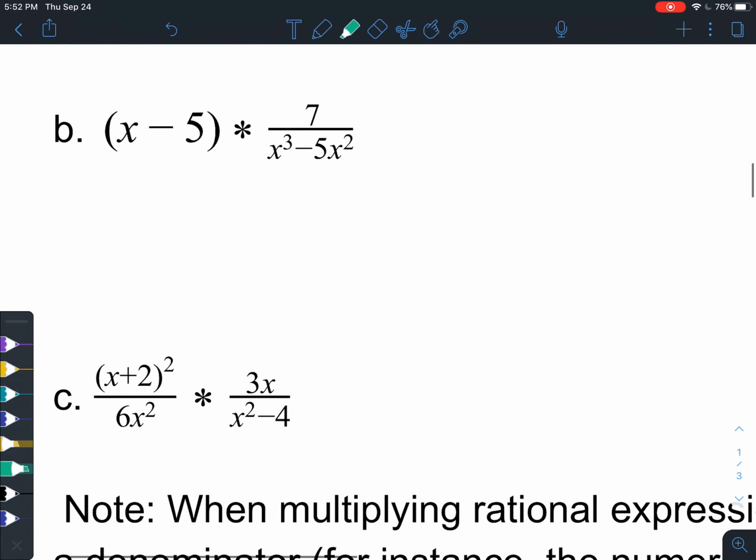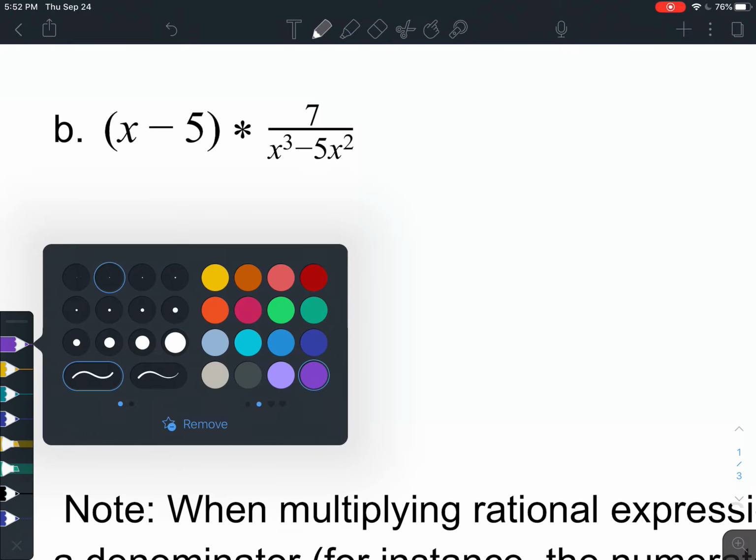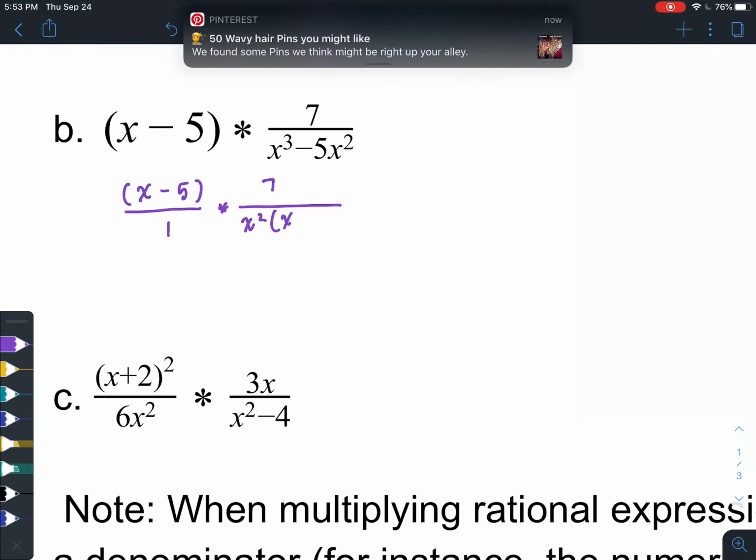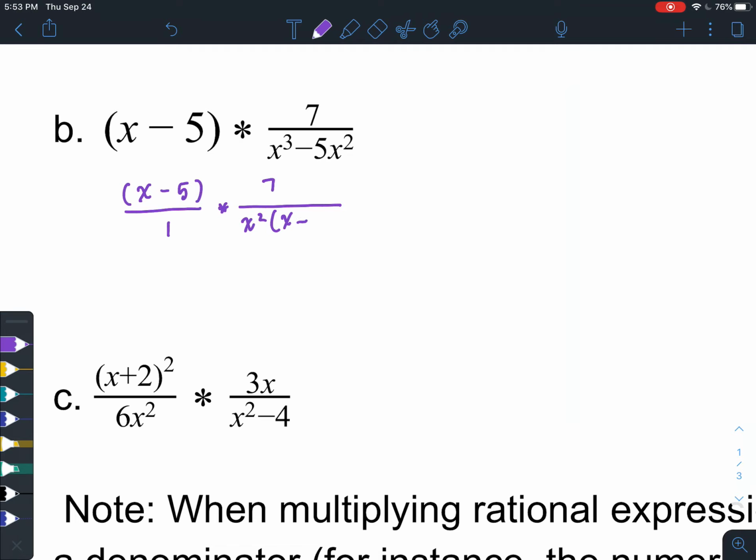All right, for B, what we need to do for this one is we need to factor first. So I'm going to go ahead and rewrite. So I have x minus 5. I'm going to put it over 1. You'll see why in a second. And then I'm going to factor the denominator. So I want to factor out the largest number that divides both x to the third and 5x squared. So we get x squared and then x minus 5.